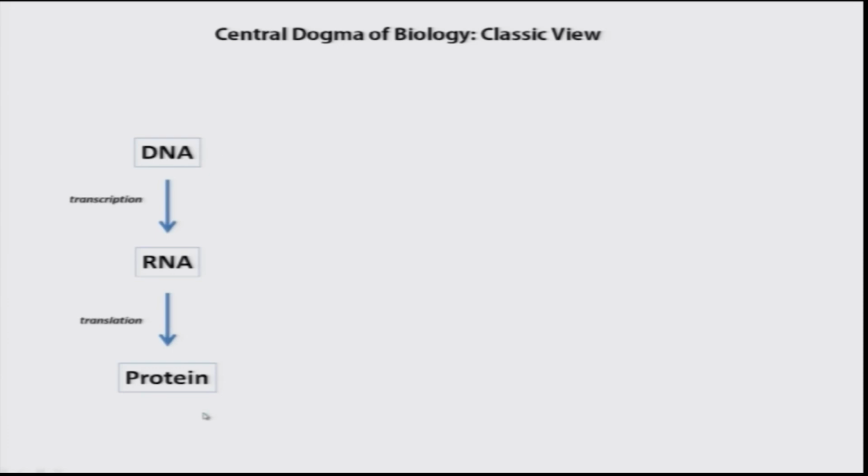The process by which the information in the DNA is carried to RNA is called transcription, wherein you have a set of proteins that help in copying the DNA into an RNA. And you have another process which you call translation, which essentially reads the codes given in an RNA and converts that into a protein. And the protein, of course, has functions.